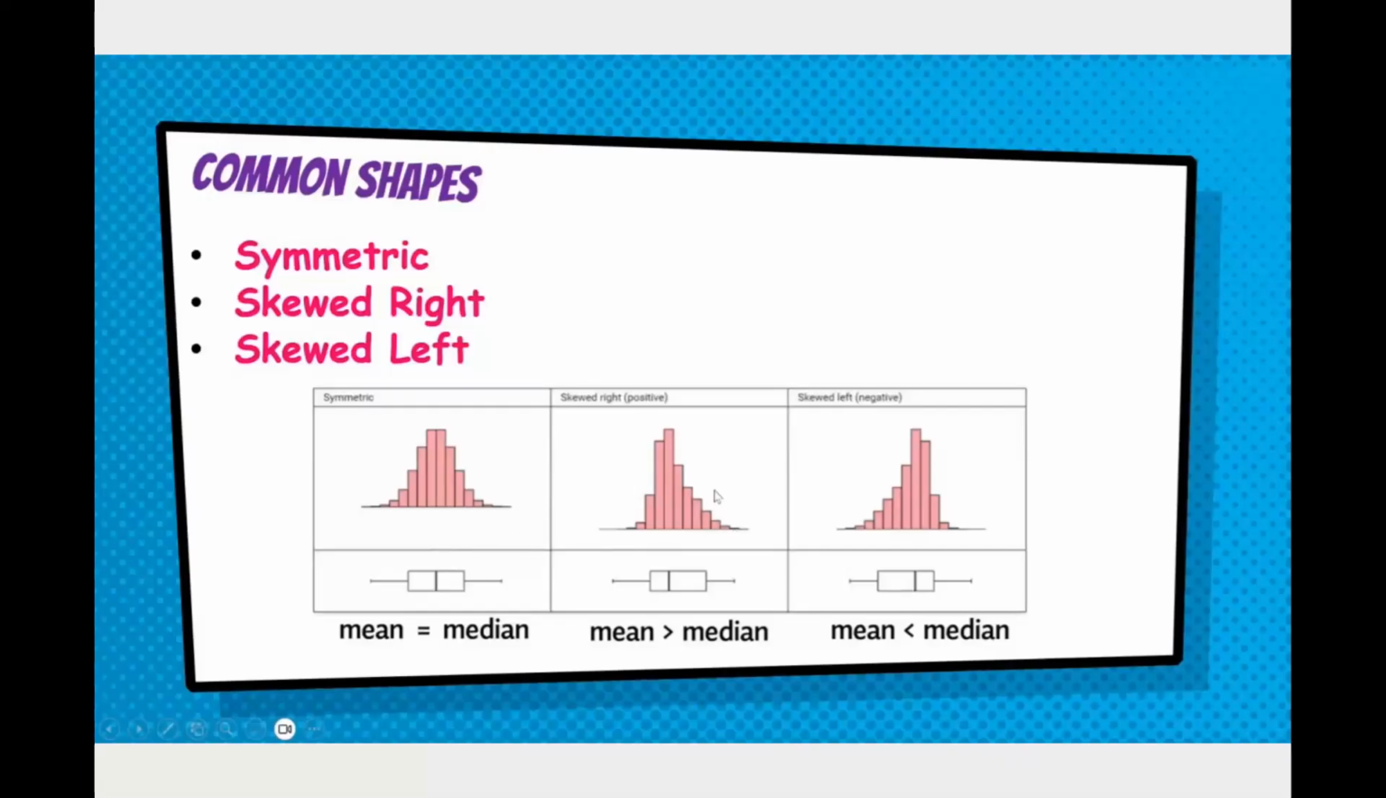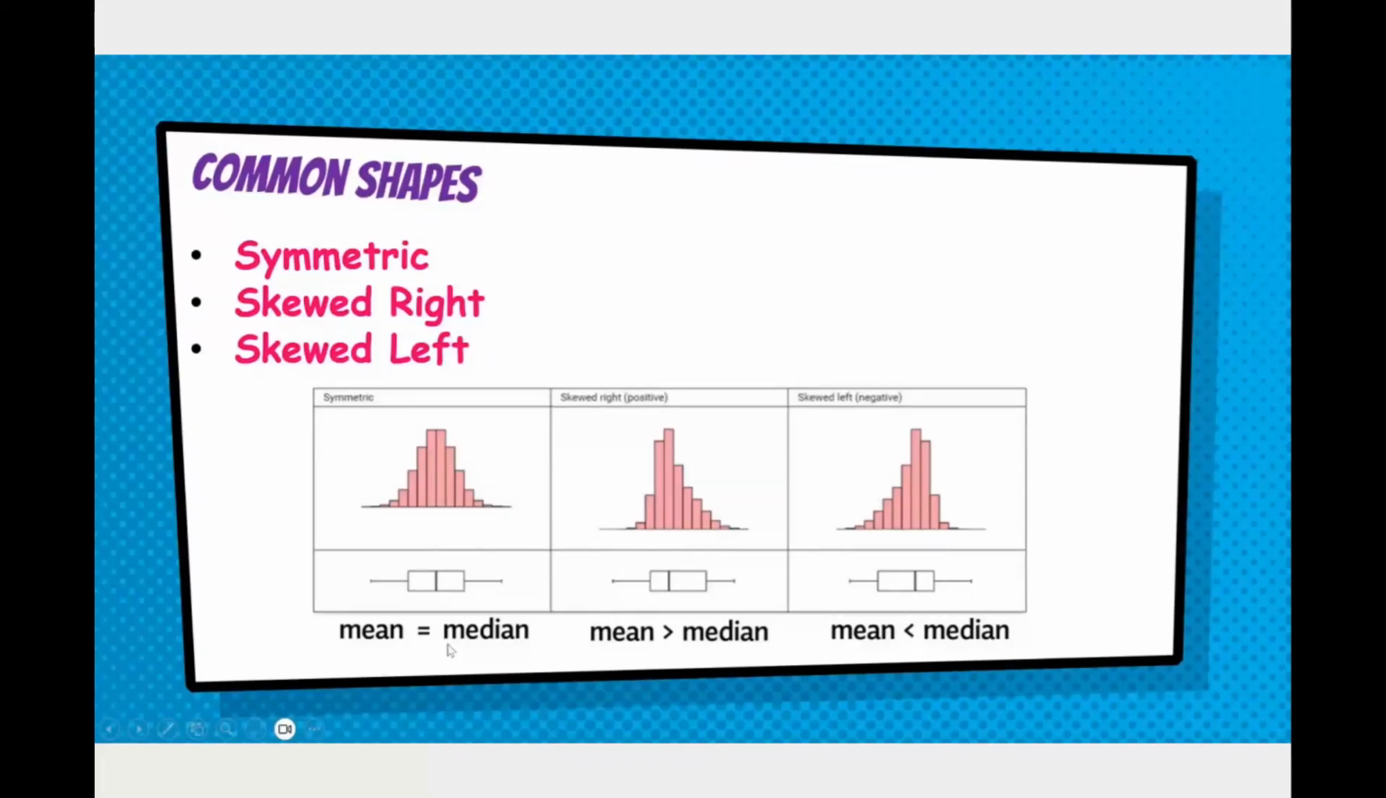Skewed right, it looks like the data is leveling off or tapering off close to nothing as we go to the right. And on the skewed left, it's the exact opposite. As we go further and further to the left, it looks like it's trailing off towards the left.